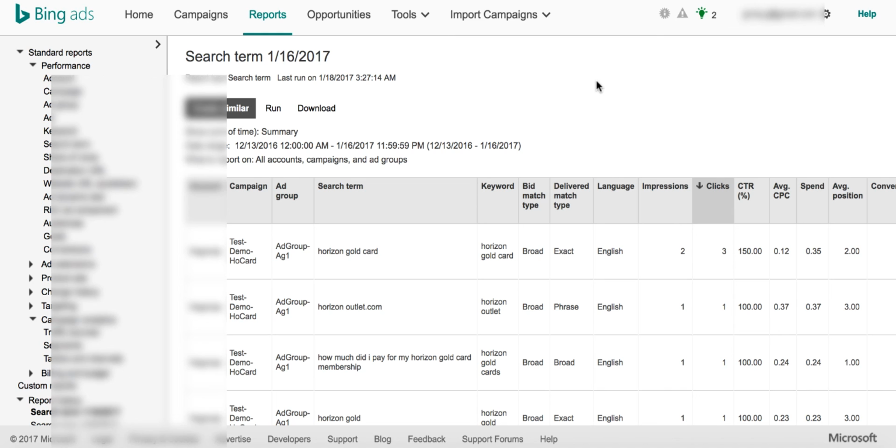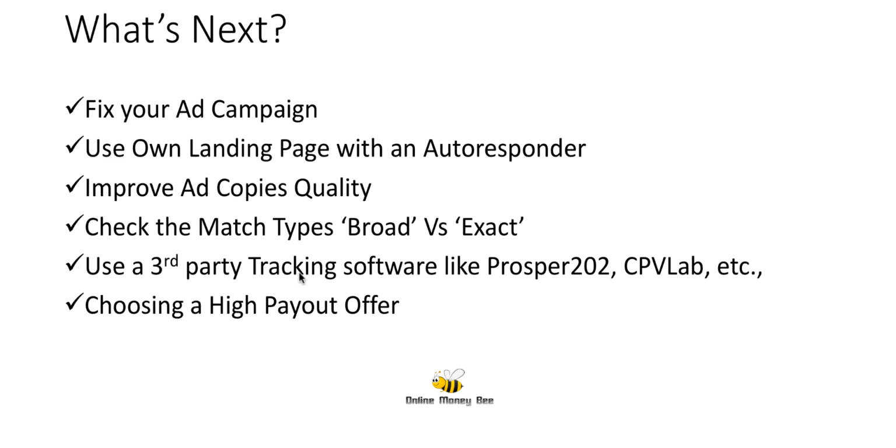But if you had your own landing page, and the user comes in and takes an action, you will get to know the exact keywords that brought the visitor to your landing page, if you have third-party tracking software like Prosper202 or CPV Lab, etc. But if you're just a beginner, there are instances where people say that you lose money if you don't have it, but you have to spend more to get these things. It's purely up to you guys how you want to invest or what you can invest.